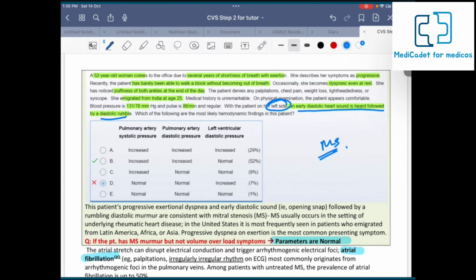Yeah. So left side of the heart, so it is going to be MS. Let's see if there's any extra clue here. Several years of shortness of breath with exertion, progressive. Yeah, so it's a progressive disease. This is not a specific clue.